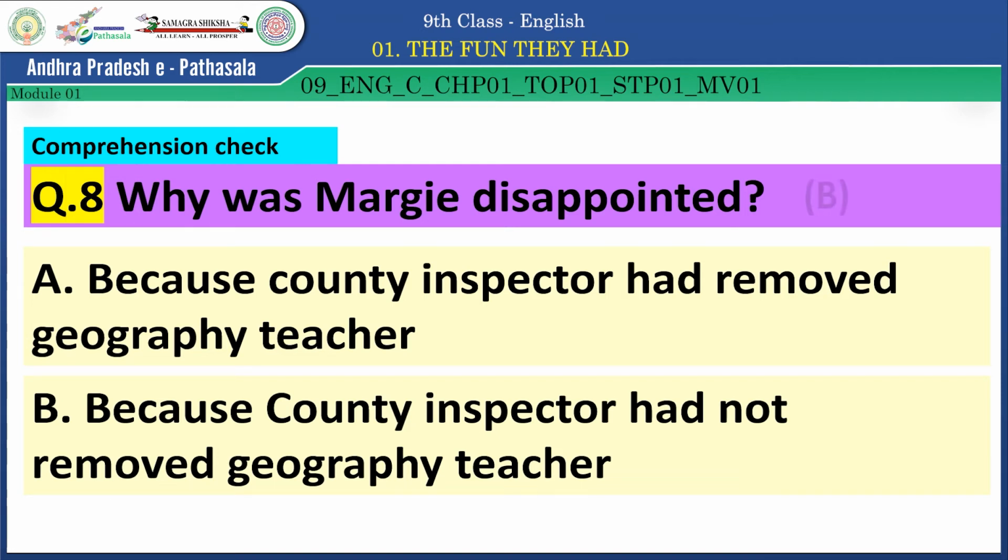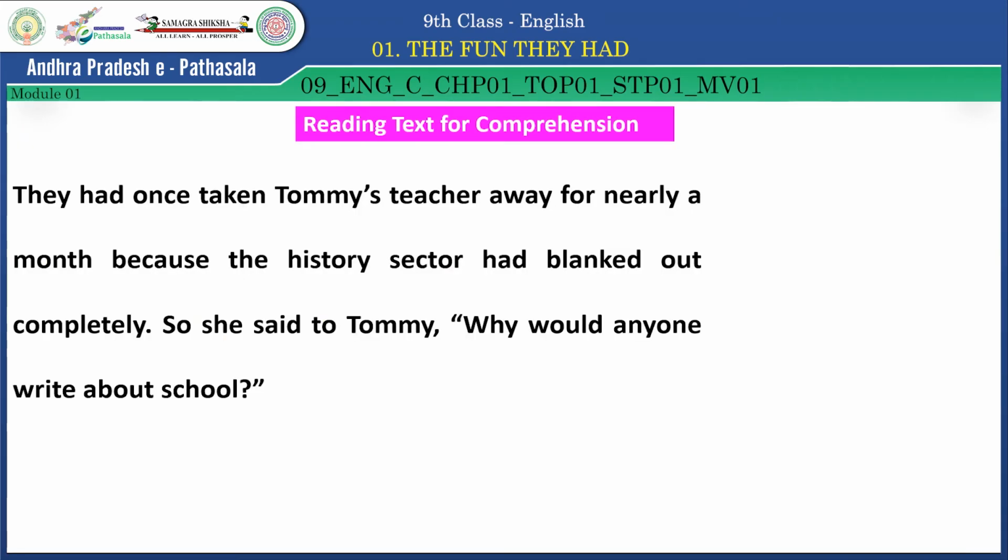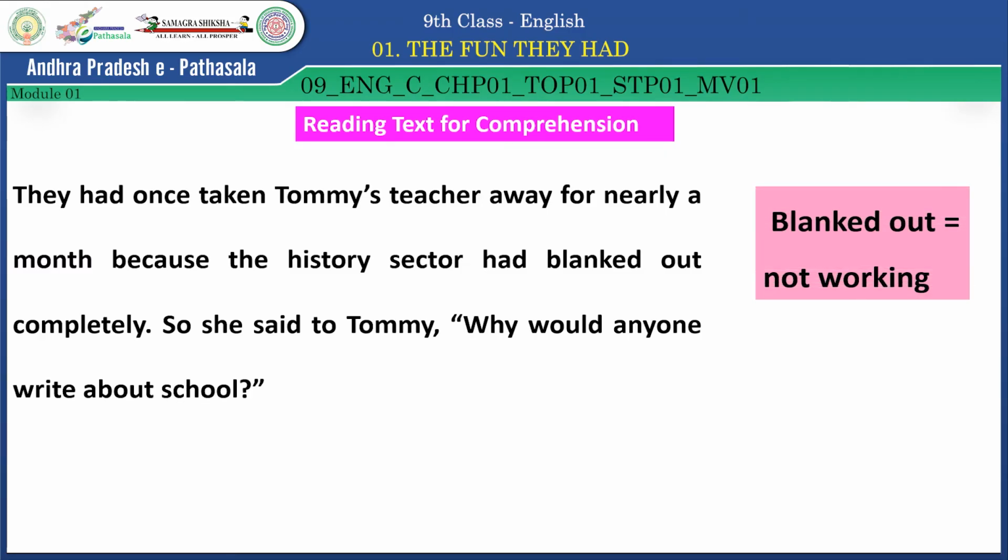Yes, you are right. The answer is B. Very good. Let's find out why Margie is expecting to remove the teacher. They had once taken Tommy's teacher away for nearly a month because the history sector had blanked out completely. Blanked out means not working. So when Tommy's teacher didn't work, it was taken away completely. So Margie is also expecting the same.